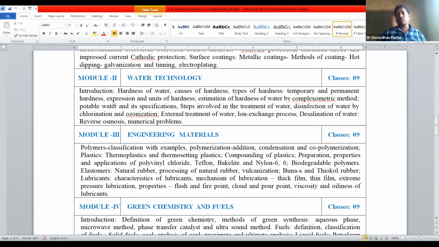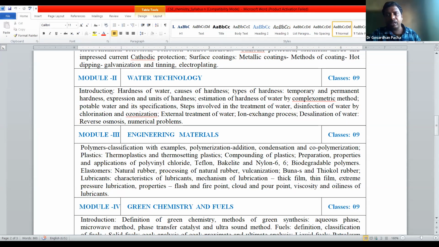Our syllabus of the module is almost all over. Initially, we discussed the introduction to water, that is, sources. After that, we saw the parameter, hardness of the water. Then we saw the causes of the hardness of the water. After that, we saw the types, temporary and permanent hardness. After that, we saw how to express the hardness, including its units.